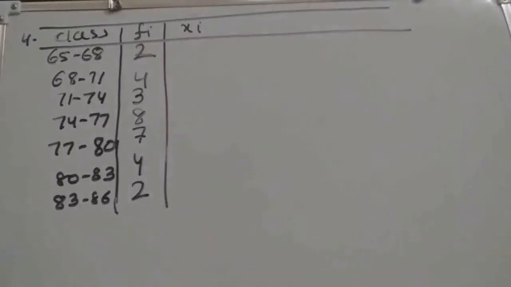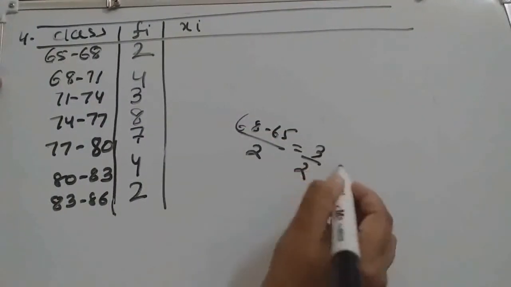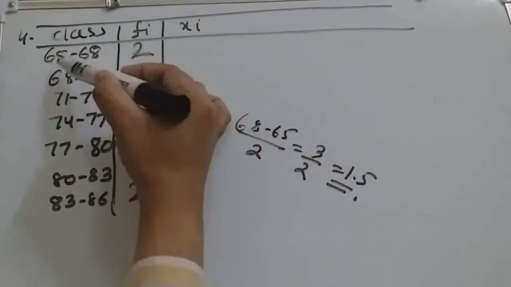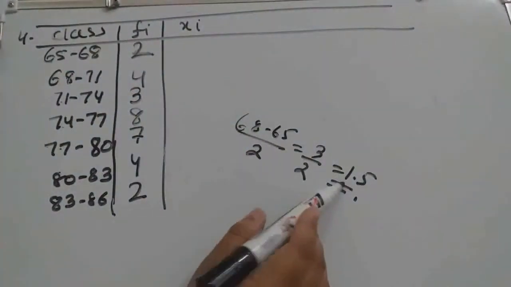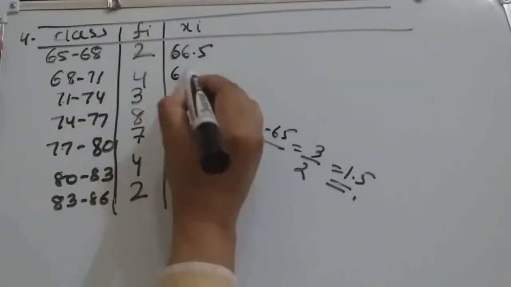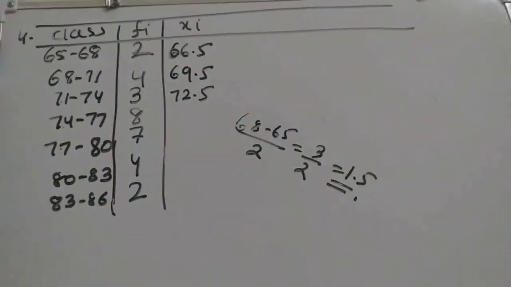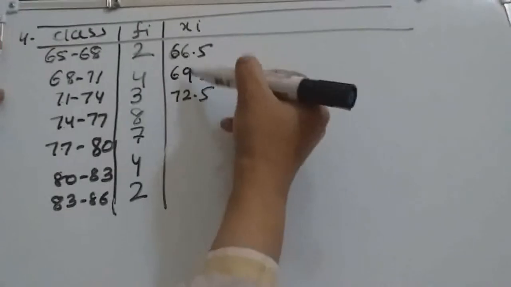So first we will find xi. So what we can do, 68 minus 65 by 2, that is 3 by 2, that is 1.5. So this 1.5 we can add in each of the lower limit to get class mark. So 65 plus 1.5 means 66.5 will come, isn't it? Then 69.5, then 72.5, and see now one pattern is there, isn't it? 3 difference is there.